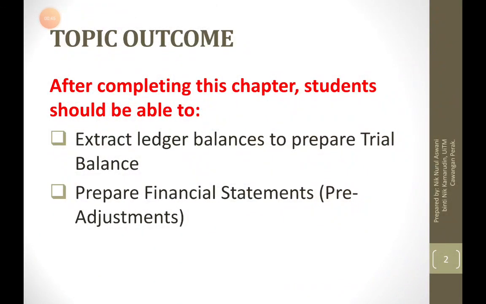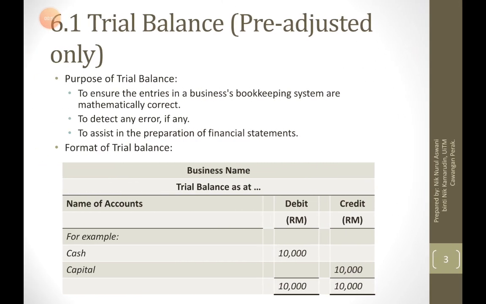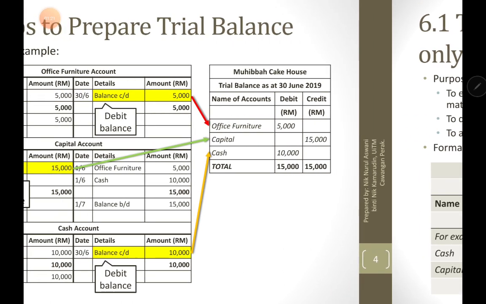Basically, you should be able to extract from the ledger balances into the trial balance, which you have done in the previous session. Now we want to prepare financial statements without adjustment, or with minimum adjustment, with closing inventory perhaps. The purpose of the trial balance is to ensure that the business bookkeeping system is mathematically correct, to detect any error and to assist the preparation of financial statements. This is what we have done in the previous session.